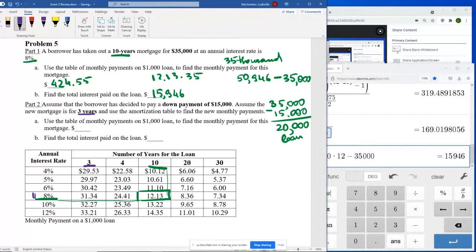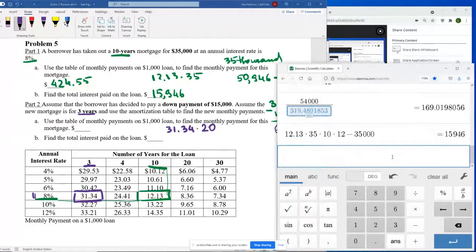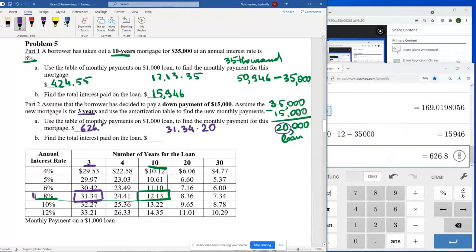So since it is distributed into 3 years, for every month for 1,000, if the loan must be paid in 3 years, for $1,000 you will pay 31.34, but this time you have to pay only 20,000, so you multiply by 20. So the regular payment will be 31.34 times 20, 626.8.